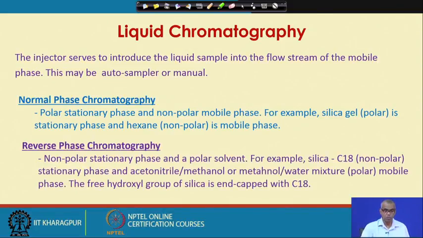In case of reverse phase chromatography, it is just the opposite. Non-polar stationary phase and polar solvents are used. For example, silica C18, which is non-polar, is used as stationary phase, and acetonitrile, methanol or methanol-water mixtures, which are polar, are used as mobile phase. The free hydroxyl groups of silica are end-capped with C18, and thus you get silica C18 as the non-polar stationary phase.